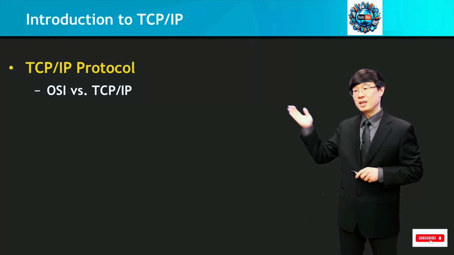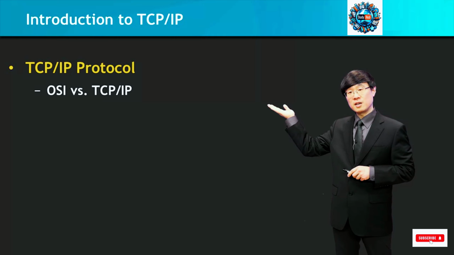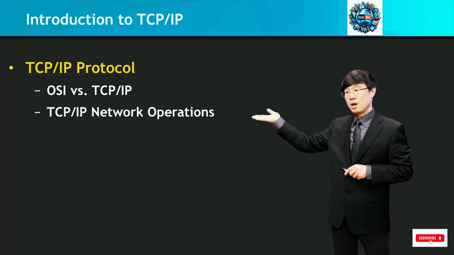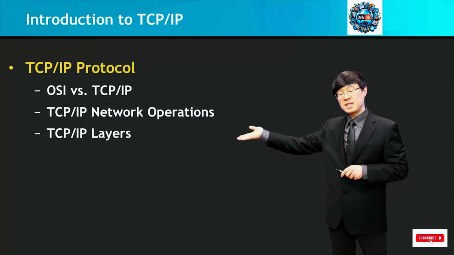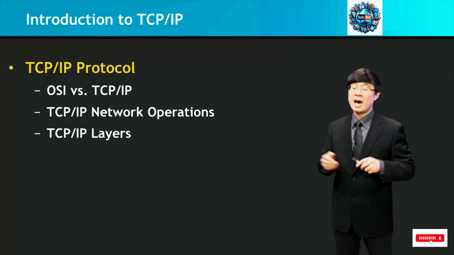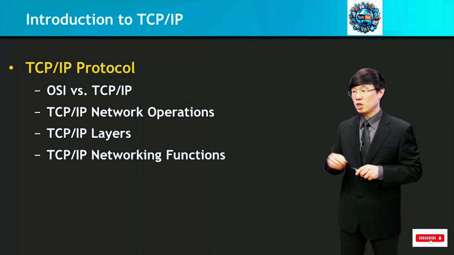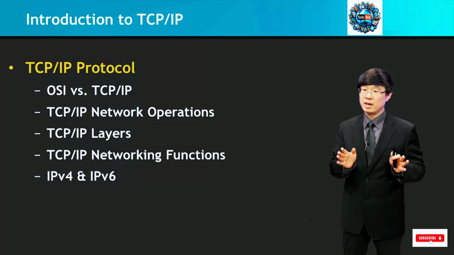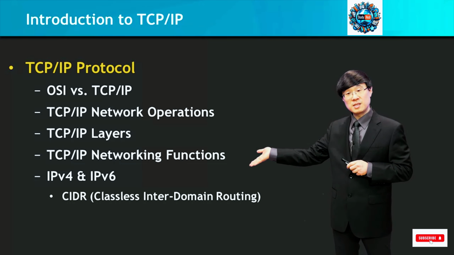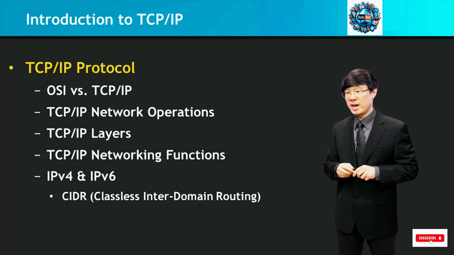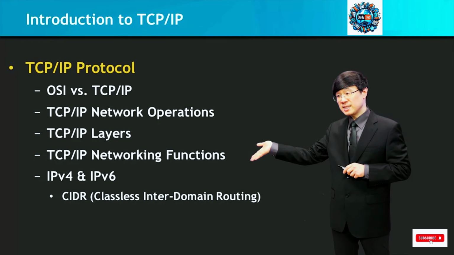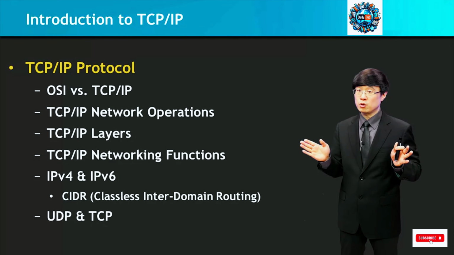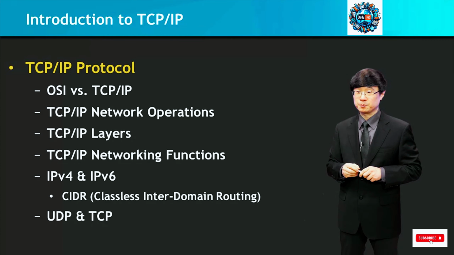Then, in the TCP/IP protocol lecture, we're going to study about the OSI 7-layer model and the TCP/IP 5-layer model. Also, network operations and the TCP/IP layers. What and how do they work? In addition, what are their networking functions? As well as we'll study some details on IPv4 and IPv6, which also include the CIDR notation, which is classless interdomain routing. And in addition, we'll study on the protocol structure of UDP and TCP.